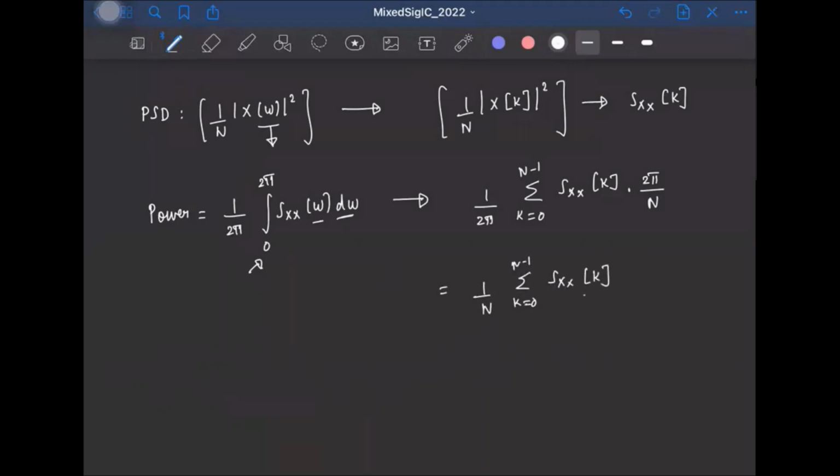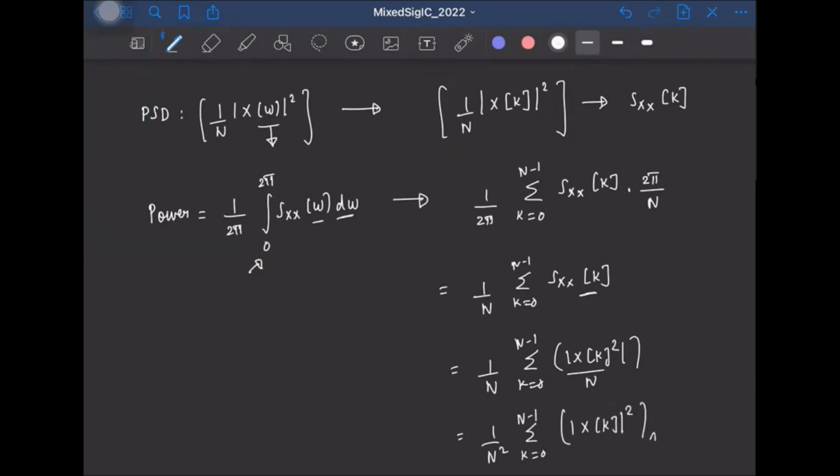And we know that this is computed as this, right? So let me substitute that. So what I'll have is, k equal to 0 to N minus 1, mod X of k squared by N. Again, this is averaged multiple times, so that's assumed. So what I get is 1 by N squared, summation k equal to 0 to N minus 1 of the magnitude squared of the discrete Fourier transform, and we take multiple averages of it.